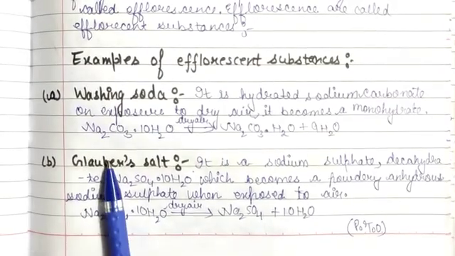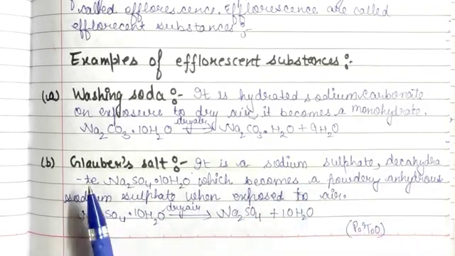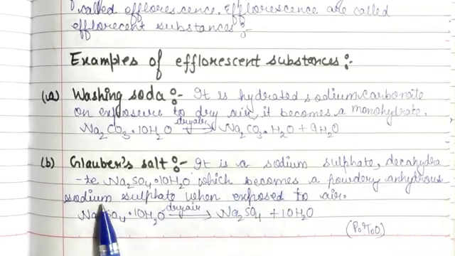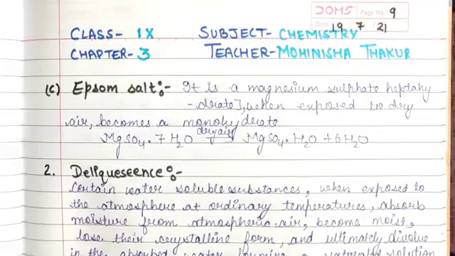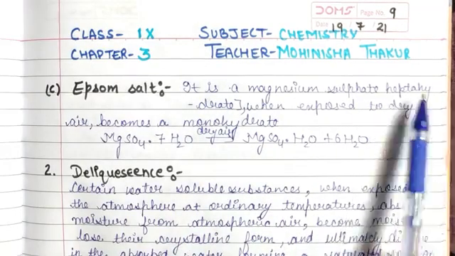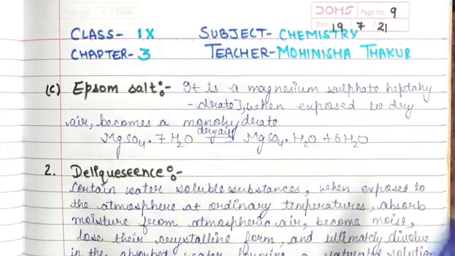Second is Glauber's salt. It is sodium sulfate decahydrate, Na2SO4.10H2O, which becomes a powdery anhydrous sodium sulfate when exposed to air. Number 3 is Epsom salt. It is magnesium sulfate heptahydrate. When exposed to dry air, it becomes a monohydrate.